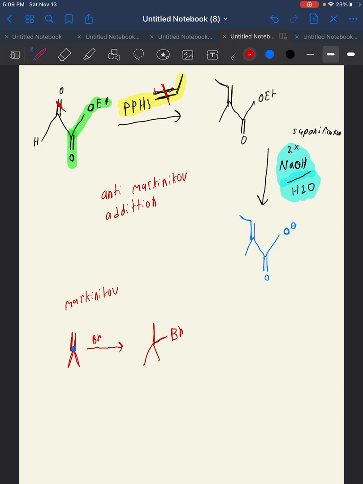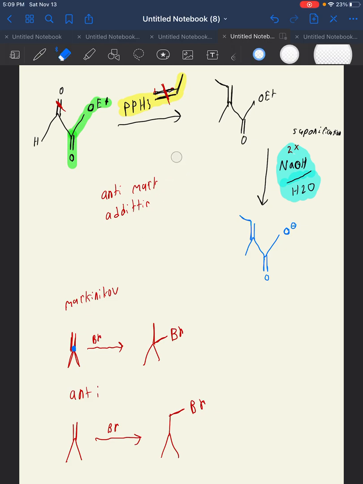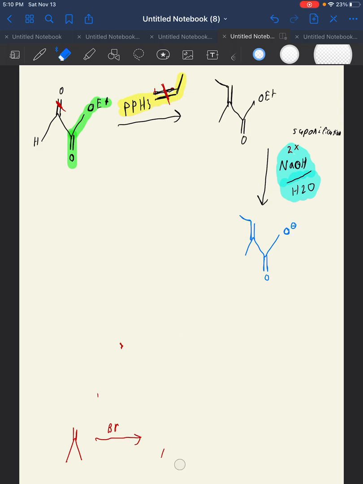If we are reacting this anti-Markovnikov, we add on the Br at the less stable position. So that's the basis of that principle, and NaOH and H2O can do an anti-Markovnikov addition. It's an anti-Markovnikov hydration, basically.